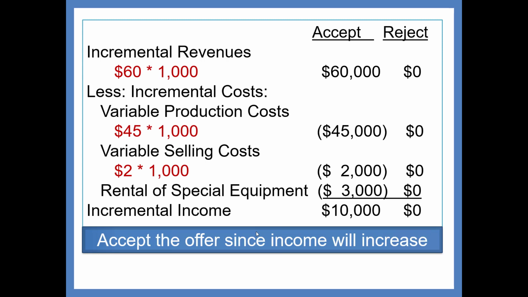Now obviously you could omit the reject column, but again I'm trying to show you that you have two alternatives and you are looking at the difference in the two alternatives.